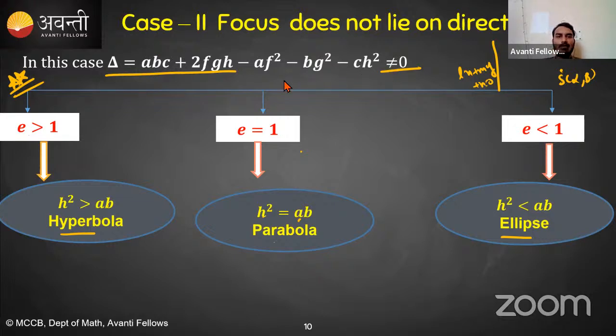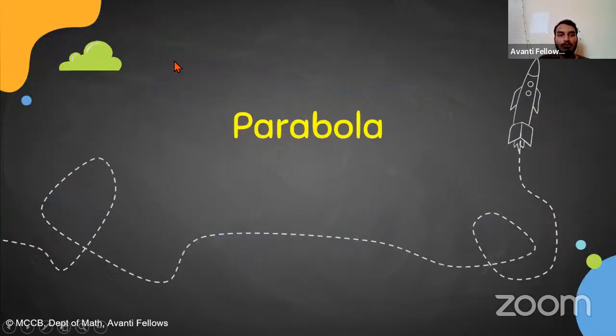Okay, so if it is clear, now we want to focus on the parabola in this chapter. So we will now discuss the parabola, which is when H square equal to AB. What does this mean? It means E equal to 1. What does this mean? It means the distance of a point from the focus is equal to the distance of that point from the directrix. That is what E equal to 1 means, isn't it? Right? Okay. So now let's discuss the parabola.